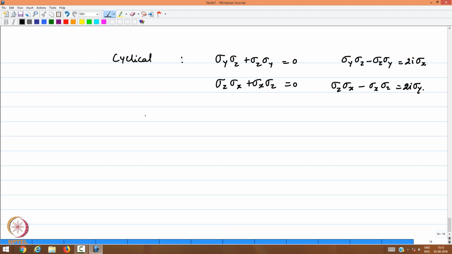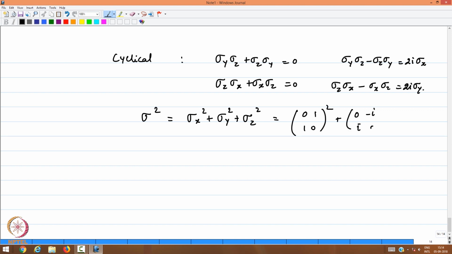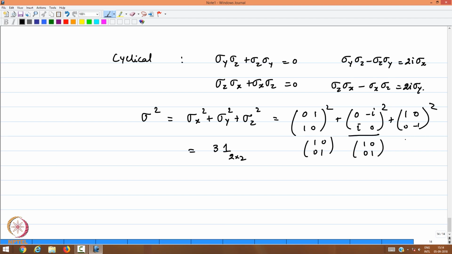Okay. One last thing, namely sigma squared is sigma x squared plus sigma y squared plus sigma z squared, and this you know is 0 1 1 0 squared plus 0 minus I I 0 squared plus 1 0 0 minus 1 squared. This will give you 1 0 0 1, this will give you 1 0 0 1, this would also give you 1 0 0 1. The answer is 3 times the identity matrix 2 by 2. Therefore, sigma squared is equal to the operator 3 with the identity.